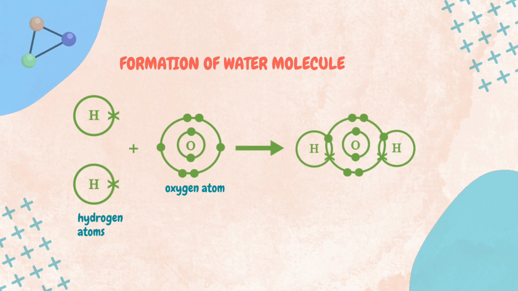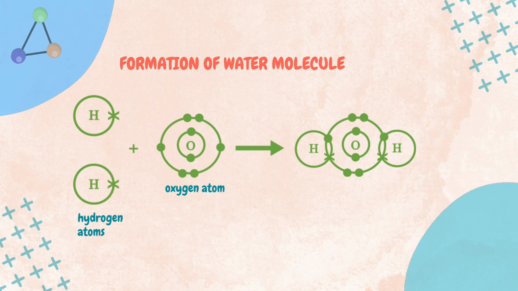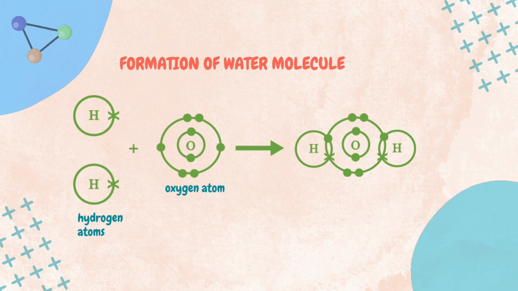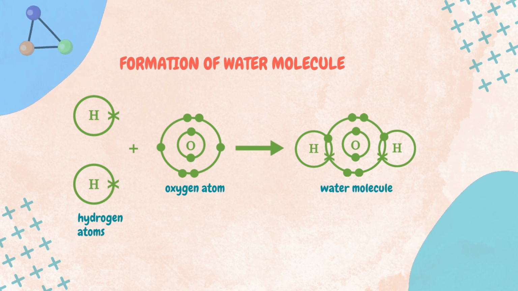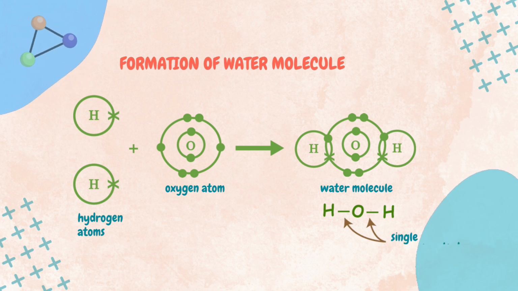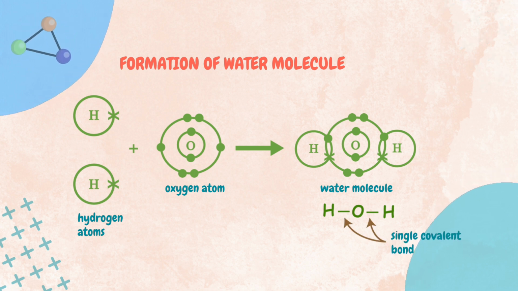During chemical bonding, the oxygen atom shares its electrons with 2 hydrogen atoms. As a result, both the oxygen atom and 2 hydrogen atoms become stable. Oxygen attains 8 electrons in the outer shell, and hydrogen atoms attain 2 electrons in the outer shell, forming a water molecule. The water molecule formed can be written as H2O. The single line between oxygen and hydrogen atoms shows a single covalent bond between oxygen and hydrogen.